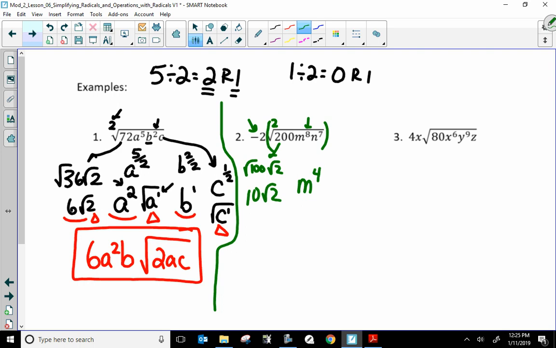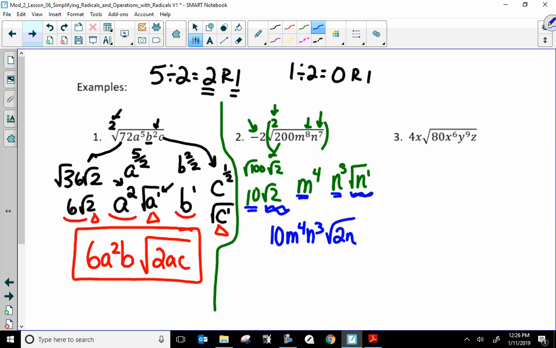Okay. So now I take my 2, okay, and I divide that into 7. 2 goes into 7 3 times, so 3 come out, with a remainder of 1, so 1 remains in. All right? And now I write these: 10 m to the fourth n cubed, right? And under the radical is 2n.